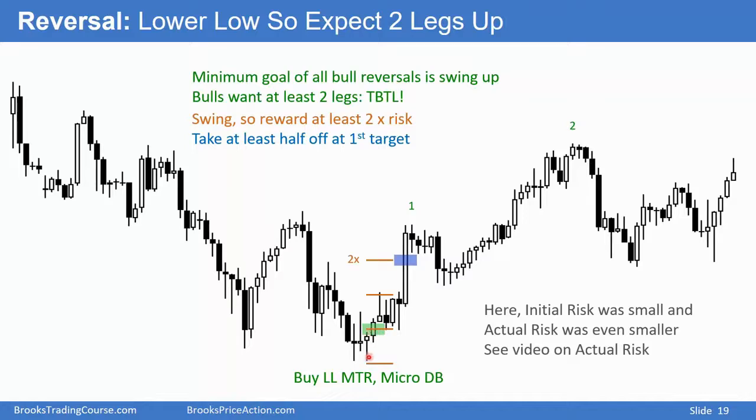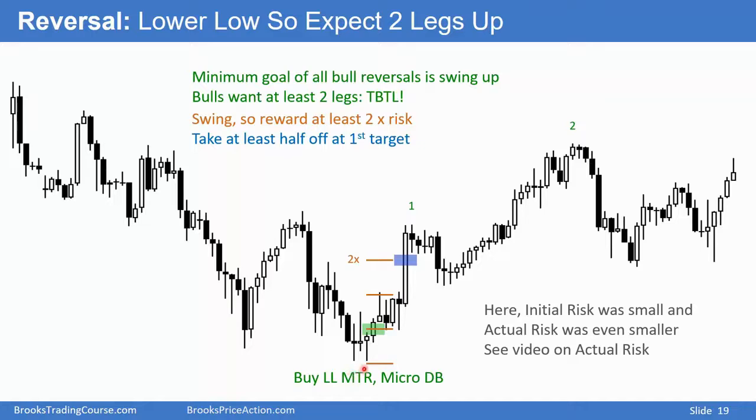Here, I'm talking about initial risk. The math is actually based upon actual risk. I talk more about this on the video on actual risk. If you buy above this bar, the market went right up. Your actual risk was probably only somewhere down here, maybe slightly below this bar, less than the initial risk. The actual risk is so small that 2 times actual risk is not a big enough target when you're looking at a pattern this big.